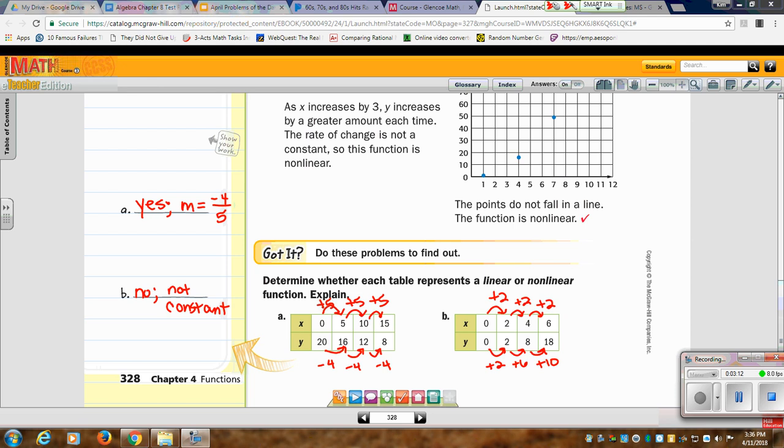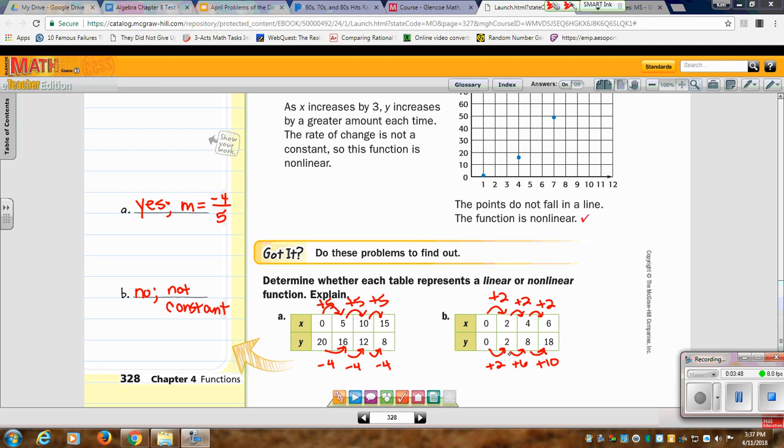Okay, I have done the got it problems for A and B. I found my rate of change for my domain. It's increasing by 5 on problem A. My range, or my y values, are decreasing by 4. Since it is constant on both sides, I said yes, A is linear. It has a rate of change of negative 4 over 5. Remember, my change in y over my change in x. Over here, my domain, or my x values, had a constant rate of increasing by 2.